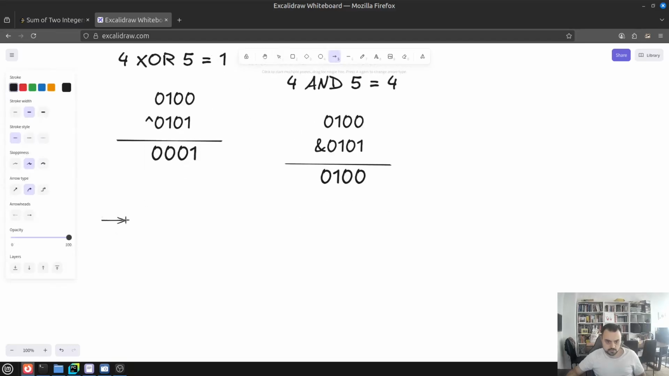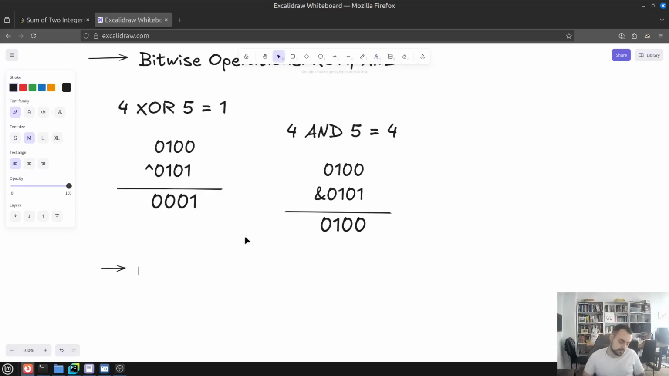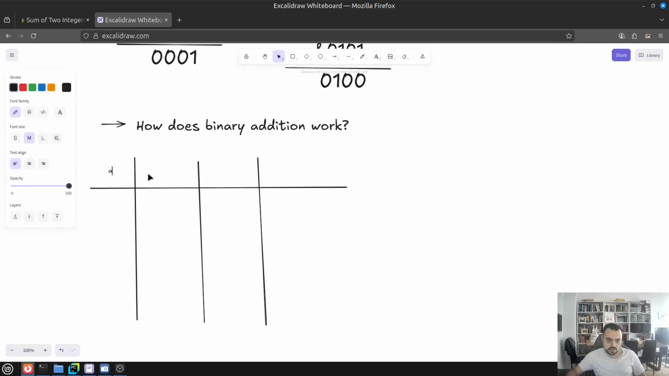Let's first do a very simple addition, because already using just those 2 logic gates or bitwise operations, we can implement a simple addition. So how does binary addition work? Let's figure it out on a simple example where we have just 2 bits: A, B, and the sum.